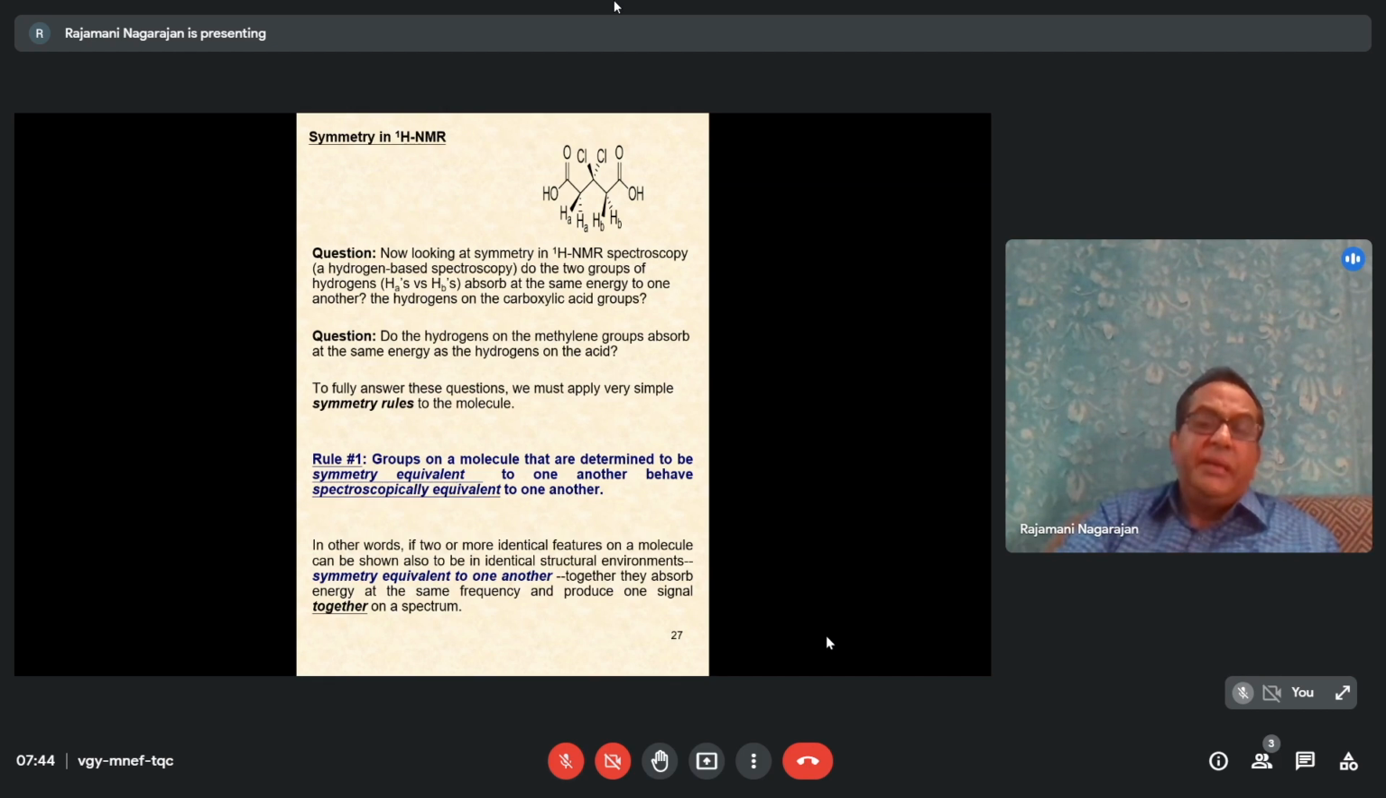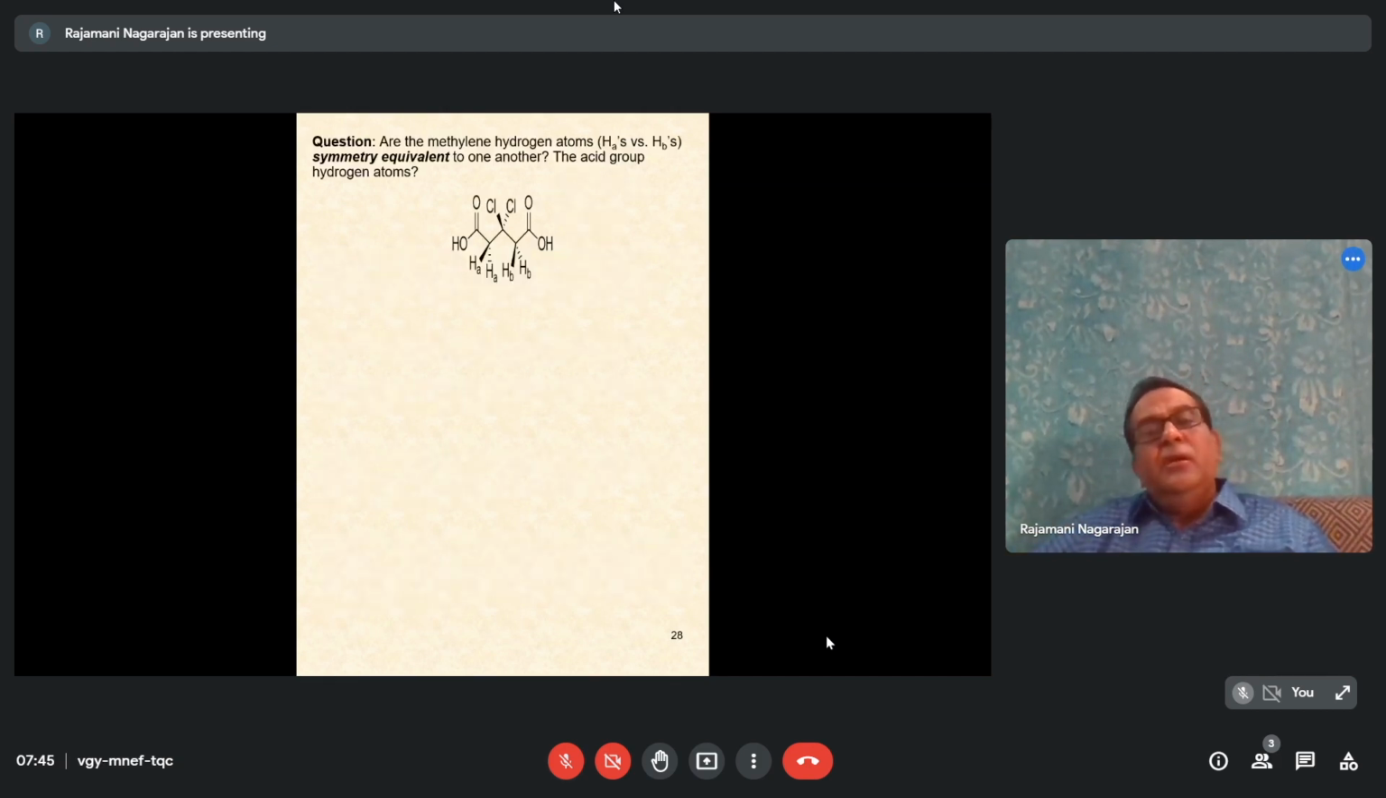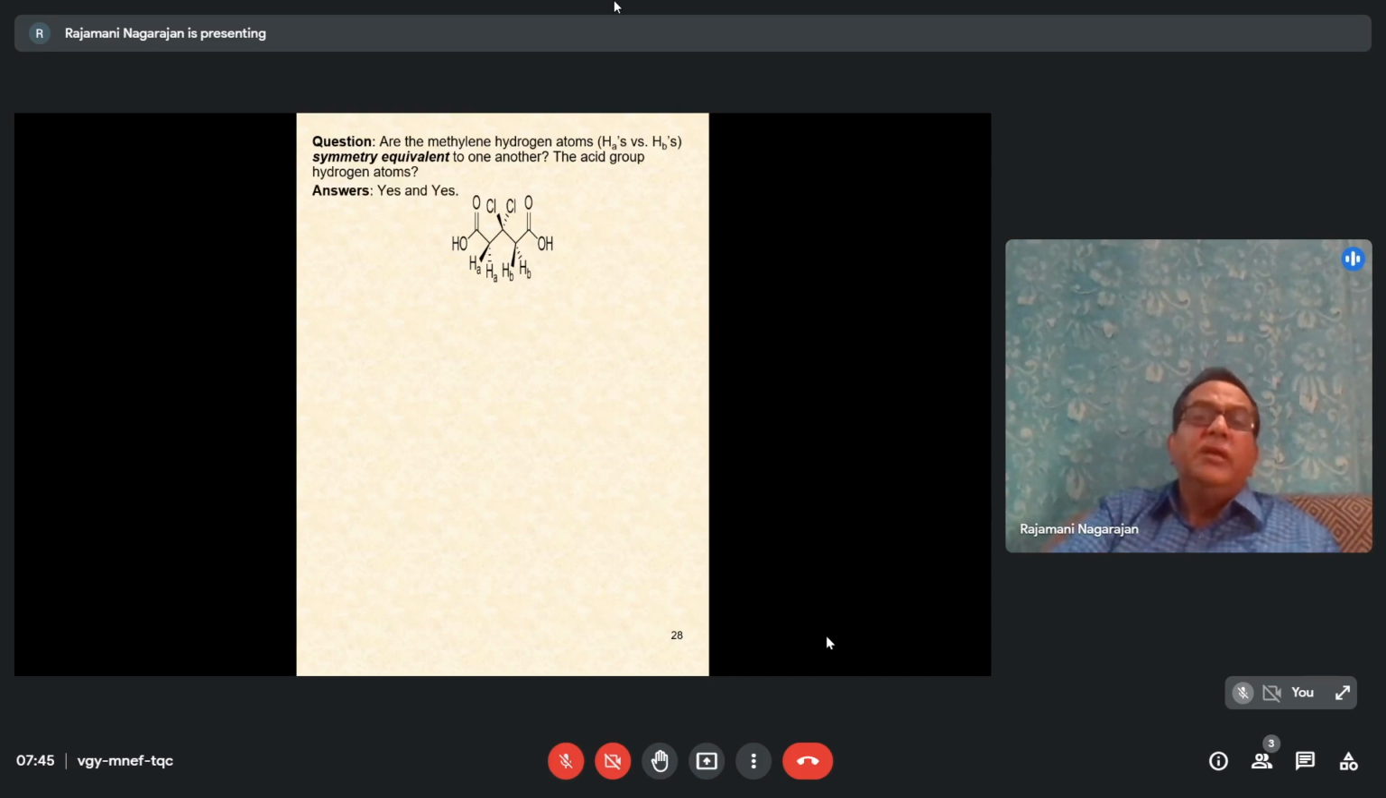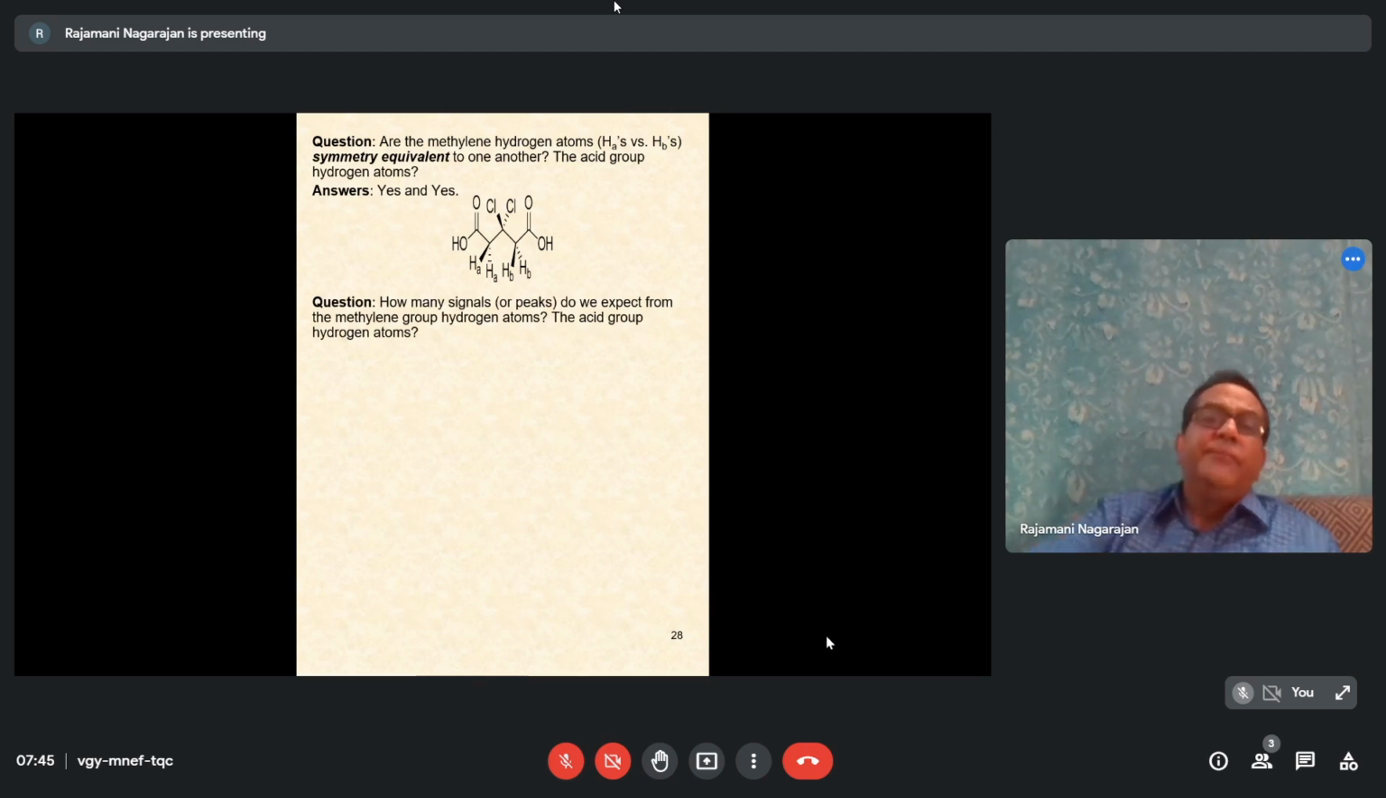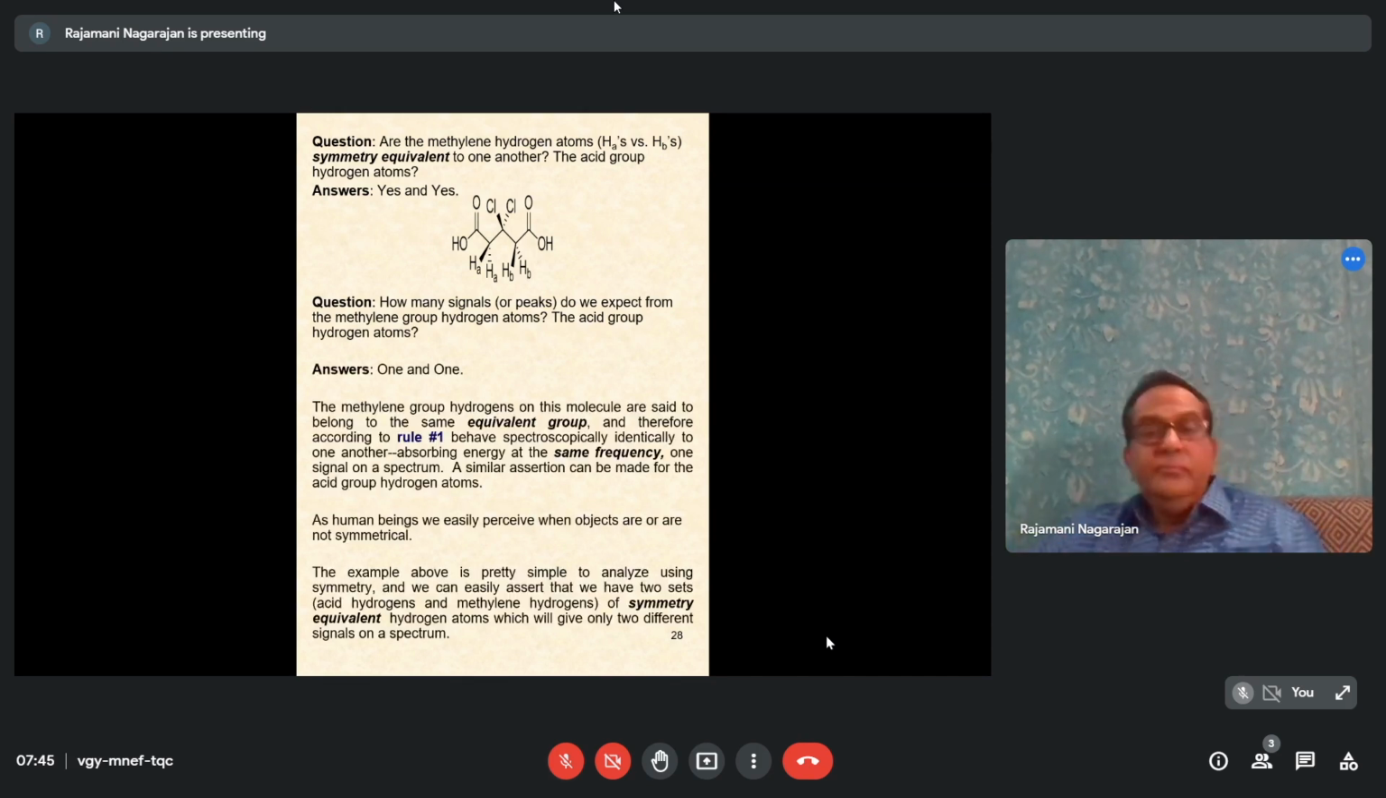Next question we can raise to ourselves: are the methylene hydrogen atoms, HAs versus HBs, symmetrically equivalent to one another? And the acid group hydrogen atoms. Okay, the answer for both questions is yes and yes. And let us raise more questions. How many signals or peaks do we expect from the methylene group hydrogen atoms and the acid group hydrogen atoms? The answers are 1 and 1.